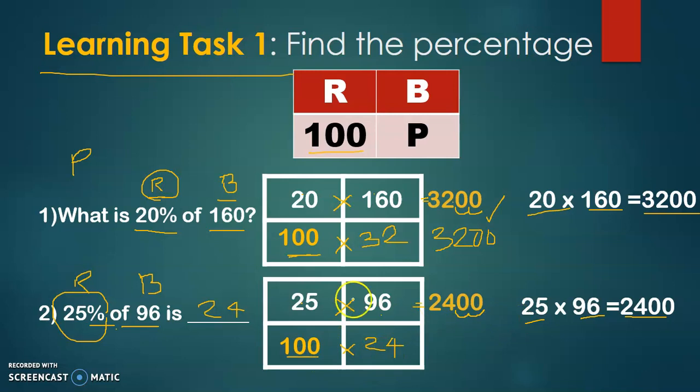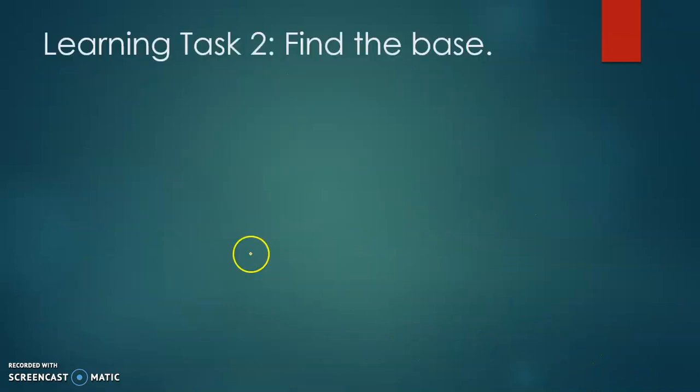Okay, if the product of the numbers na nasa taas at ang product ng numbers na nasa baba ay equal, ibig sabihin, nakakasiguro ka na tama ang sagot mo. So, 100 times 24, that is 2,400. Since the product of the numbers above and below ay equal, ibig sabihin, your answer is correct. Okay, let us proceed to learning task 2 naman.